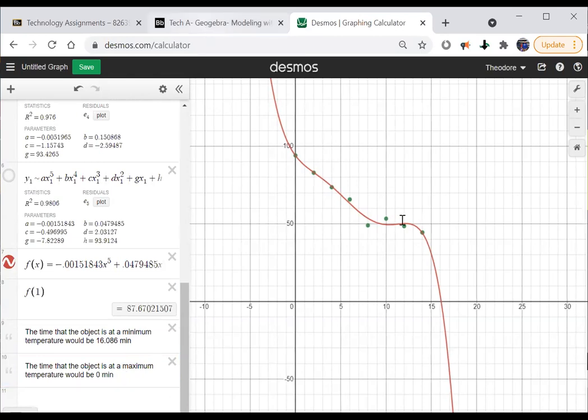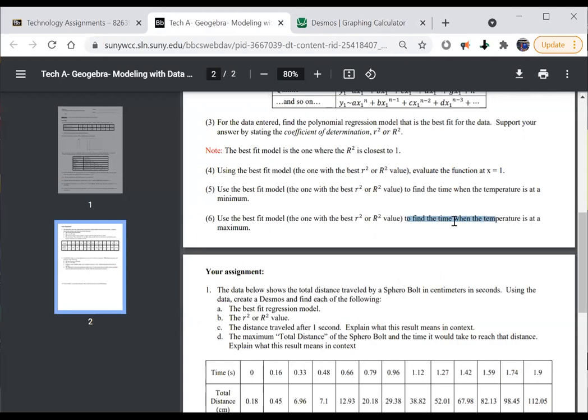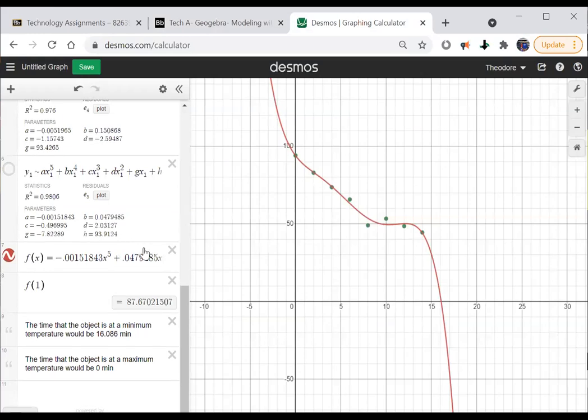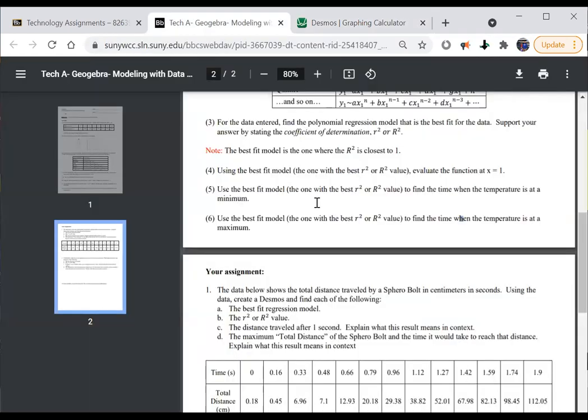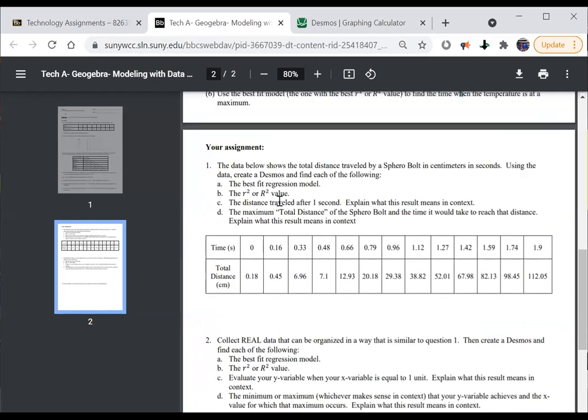All right, because again, it's just saying find the time when the temperature is at a maximum, the time when it's at a minimum. It's not asking what the maximum or minimum temperatures are, right? The times at which you would be at those temperatures. And so that's all you'd have to do for a question like this. Your assignment is to basically do the same thing, just using this information, right? Context changes, it's time and distance instead of time and temperature, but you find the best regression model.